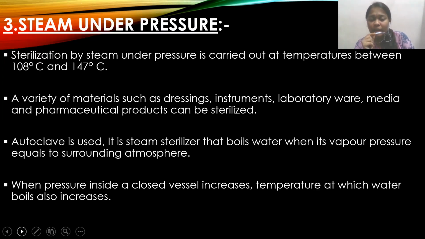So, third one is steam under pressure. In it, the temperature at which sterilization occurs is 108 degrees Celsius to 147 degrees Celsius. A variety of materials such as dressings, instruments, laboratory ware, media, and pharmaceutical products can be sterilized. An autoclave is used. It is a steam sterilizer that boils water when its vapor pressure equals the surrounding atmosphere. When pressure inside a closed vessel increases, the temperature at which water boils also increases.